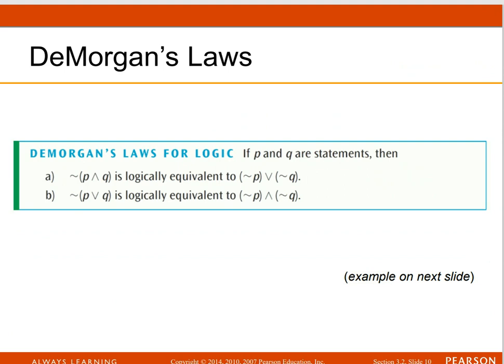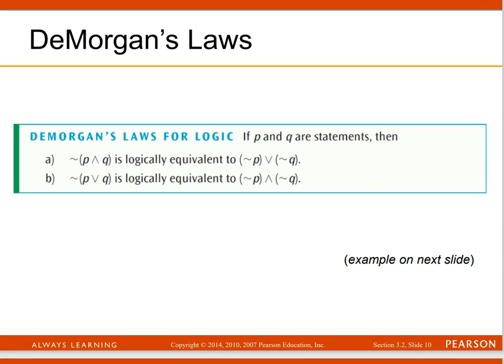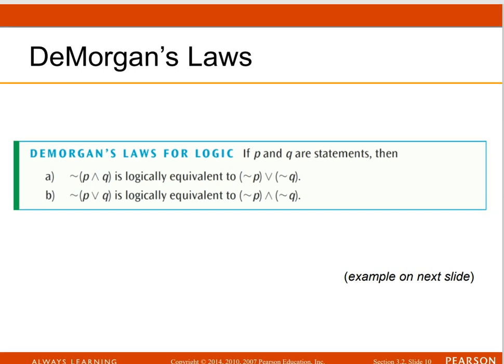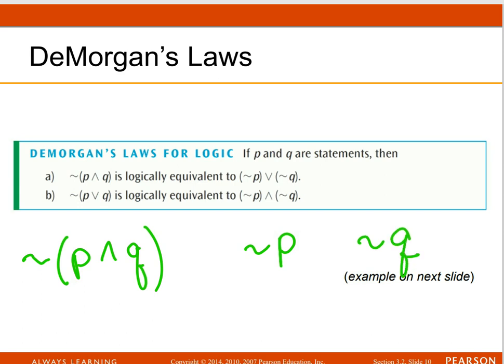Okay. All right. And De Morgan's laws are... We covered De Morgan's laws in chapter 2. They just looked a little different there. But for here, they look like this. For A, it says, if you have the negation of a conjunction, P and Q, it will be logically equivalent to the negation of P and then the negation of Q, but instead of and, doing an or. It's going to come out the same every single time.